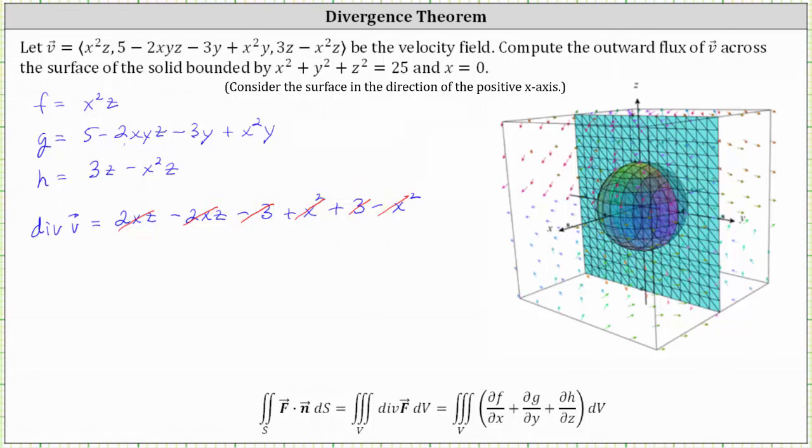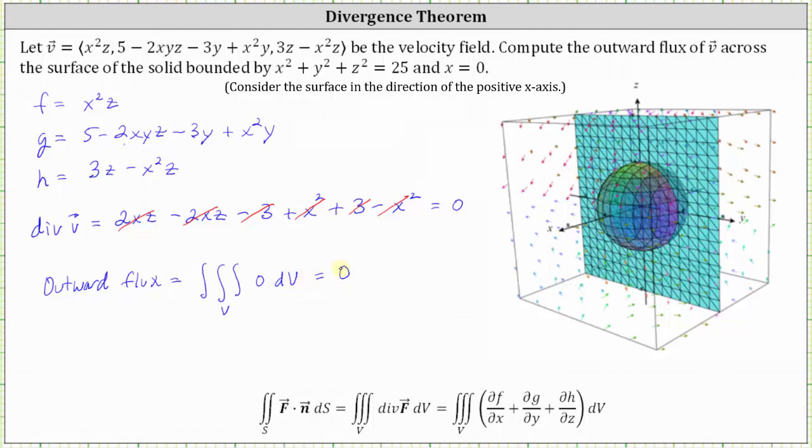Simplifying, we have 2xz minus 2xz, negative 3 plus 3, and x squared minus x squared. The divergence of the vector field V is equal to 0, which means the outward flux is equal to the triple integral over the solid region V of 0 dV, which of course is equal to 0.